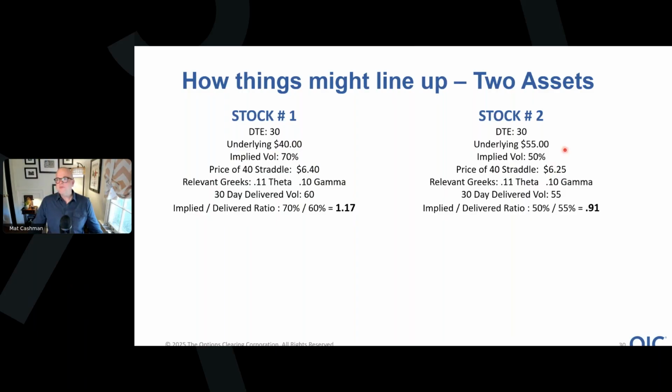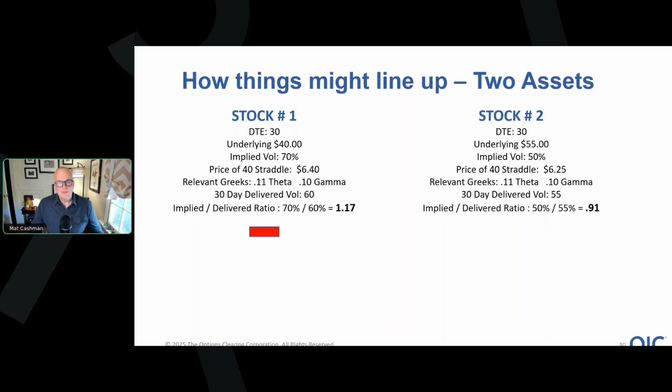Stock 2, same setup, 30 days to expiry. It's a $55 stock. The implied vol is a 50, and the price of the 40 straddle is 6.25. Relevant Greeks are very similar. And the 30-day delivered vol is a 55. So the implied divided by delivered ratio here is a 50 divided by a 55, or a 0.91. Meaning the implied vol is trading under the delivered vol. In this case, it's trading over. In this case, it's trading under.